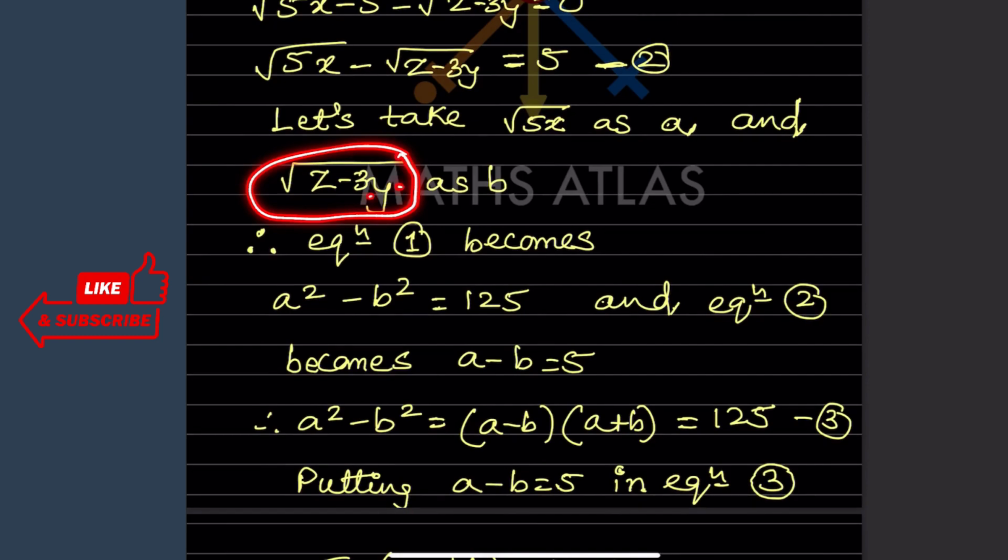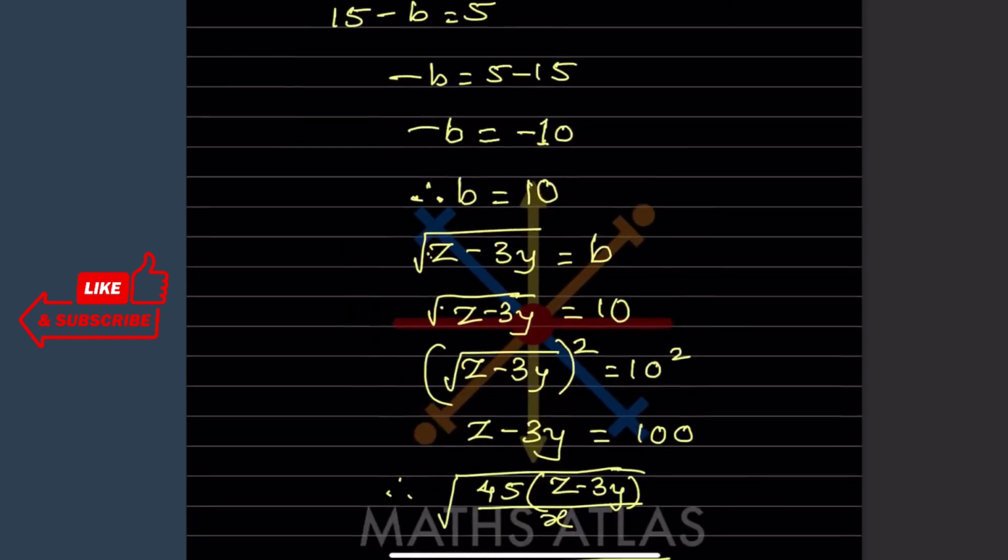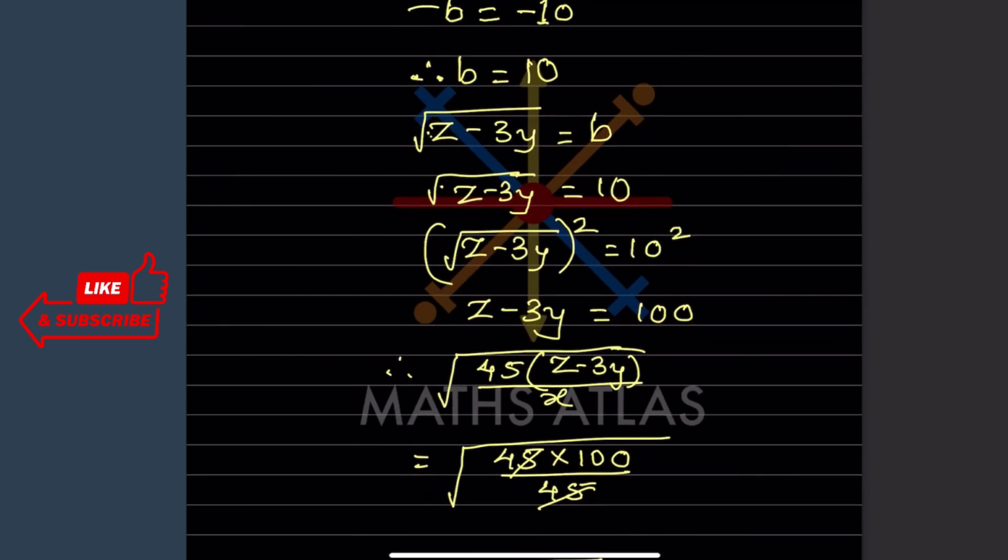So now we got here again, what did we consider this as? Root of z minus 3y as b. So we'll write here root of z minus 3y is equal to b. But now we got the value of this, so this will be as it is. We got the value of b as 10, so we are going to put in this place 10. So again, what are we going to do? We are going to square both sides. So root of z minus 3y whole bracket square, that is square of 10. So now when we remove this root, and this is the square, so this is going to be just z minus 3y, and which is 100.